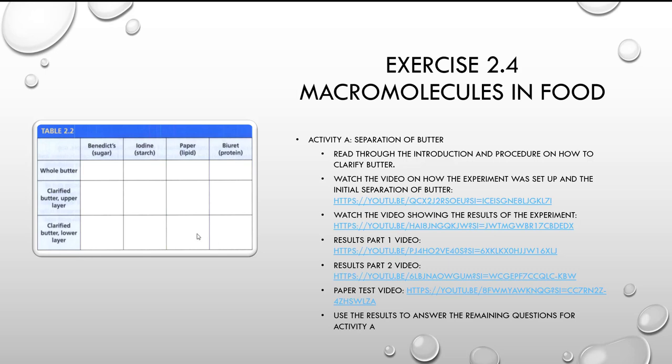So that way we can see which part of the butter is made of lipid, which part is made of protein, which part contains sugars, and so forth. Okay? So once you have watched the different videos and filled out that chart on page 2.2, you can use the results to answer the remaining questions for activity A.